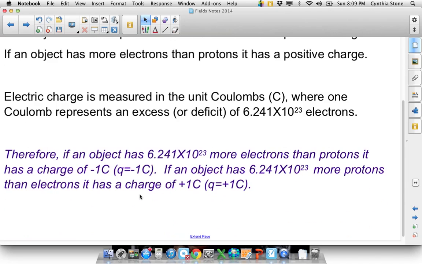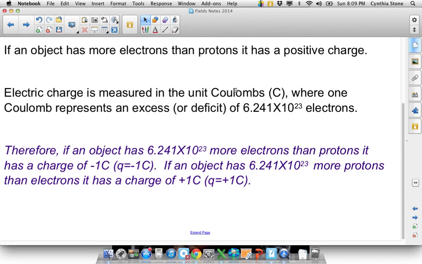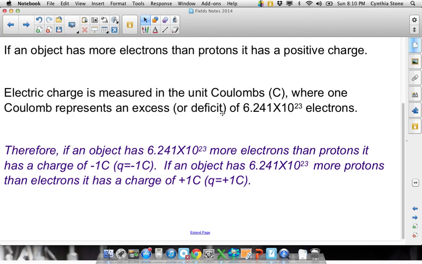We give it the unit C, which is coulombs, and 1 coulomb represents an object having an excess of a whole bunch of electrons, or fewer of that many electrons. If it has an excess, it'll be a negatively charged object. If it has fewer, it's a positively charged object. And so what I'm saying here is, if an object has that many more electrons than protons, its charge is minus 1 C. Minus because it's a negatively charged object, right? And it has more electrons, therefore it's minus, right? If it has more protons, it's positive.